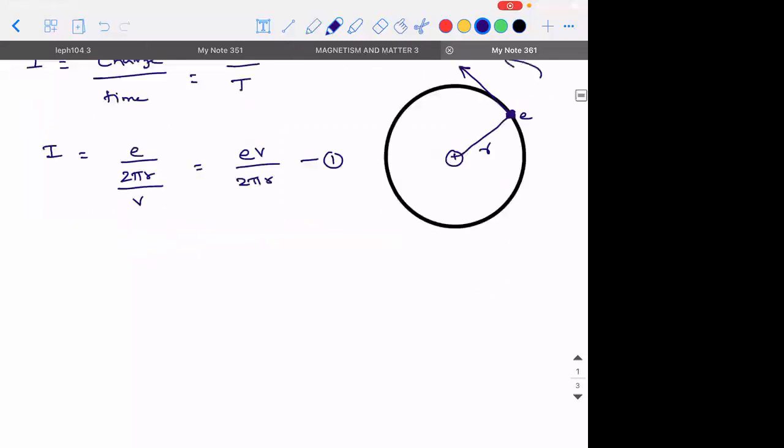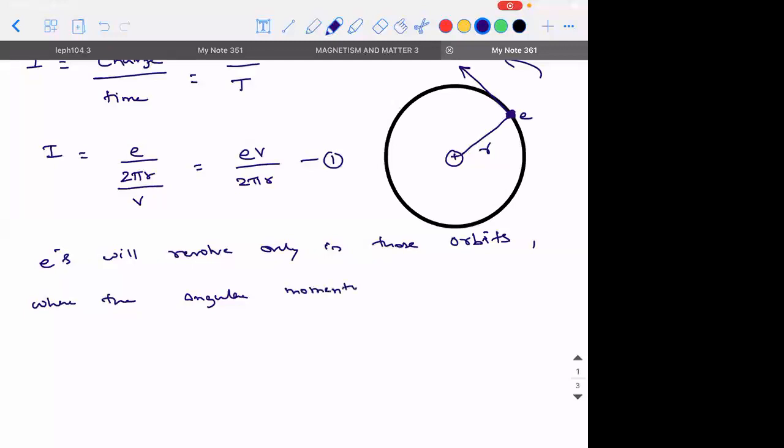But we are getting the idea of this kind of atomic structure only from Bohr's theory. So Bohr proposed this thing. Bohr mentioned that electrons will revolve only in those orbits where the angular momentum is quantized.